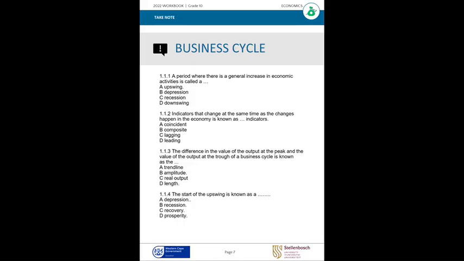So the answers for business cycle multiple choice are: the first one is A. The second one is once again A. And then we've got B, and the last one, 1.1.4, would be C. So please note, we've got A, A, B, C. So once again, it doesn't have to be different letters, right? It can be like A, A, B, B, C, C, that kind of thing.